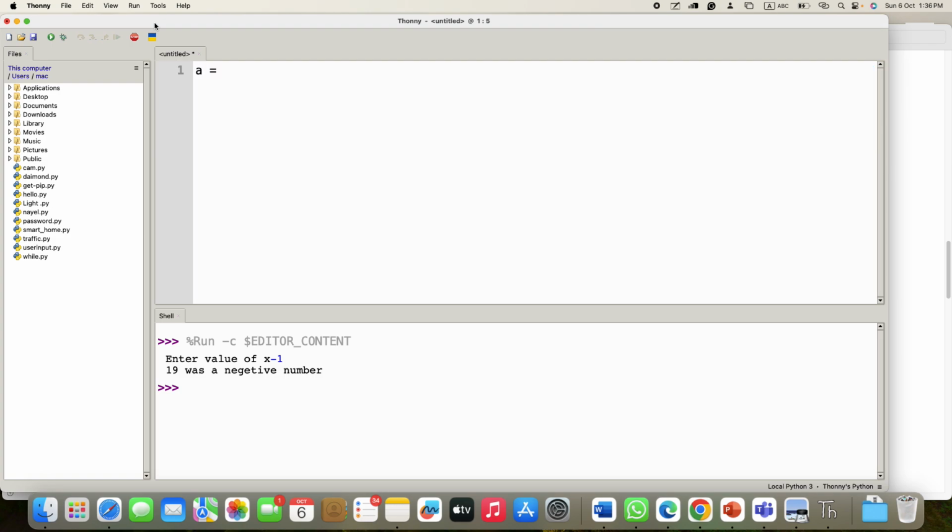So a is equal to integer input, enter the first value, right? And b is equal to enter the second value, right?